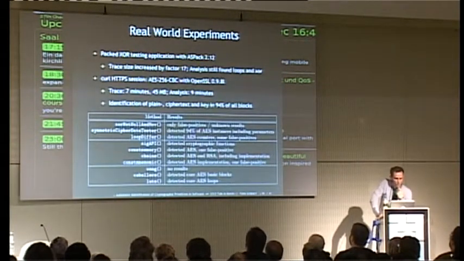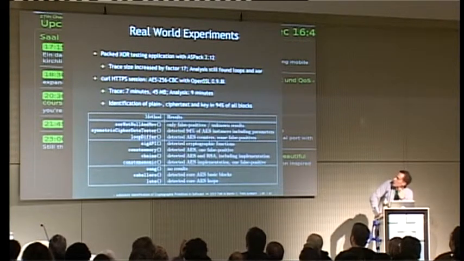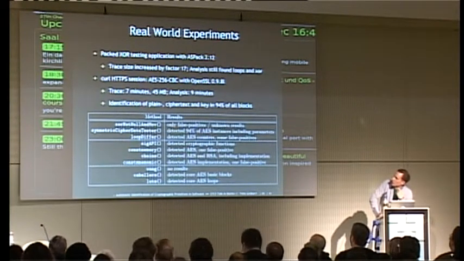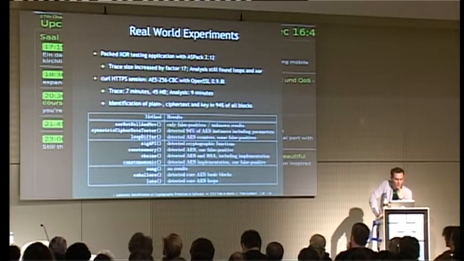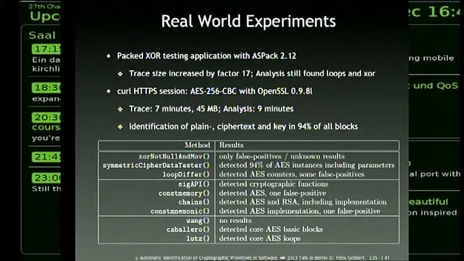In our real-world experiments, we packed an XOR application, which does a simple XOR, with SPAC, a common packer, and this increased, of course, the trace file by a factor of 17. However, after it has been unpacked, the analysis routines were still able to find the core loops of the XOR encryption and were able to find the XOR key and XOR plaintext.